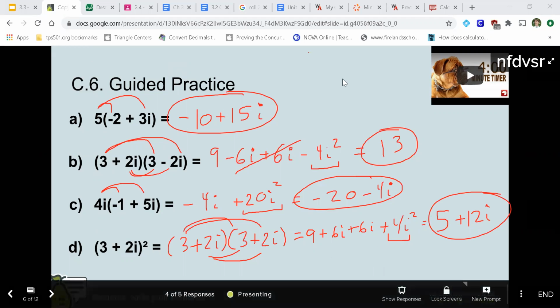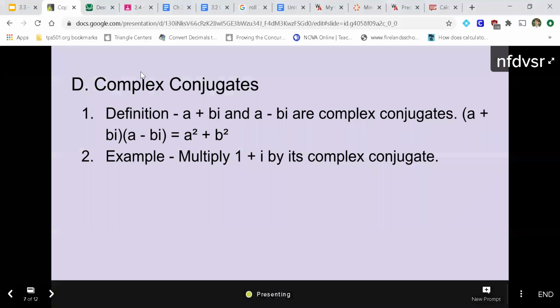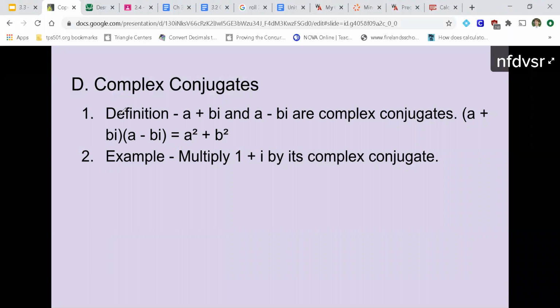All right. So notice in B that multiplying 3 plus 2i times itself, when the middle symbol is changed, resulted in a real number. We're going to use that so much you're going to be sick of it by the end of this section. Because if I want to divide two complex numbers, I have to use their conjugates. Well, what are their conjugates? So that's what this slide is about.